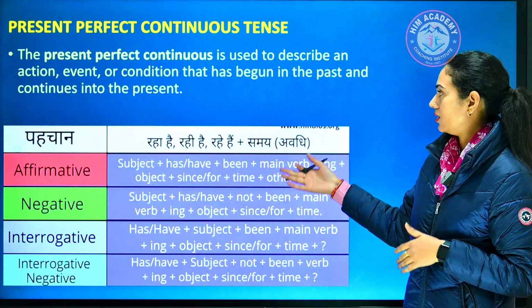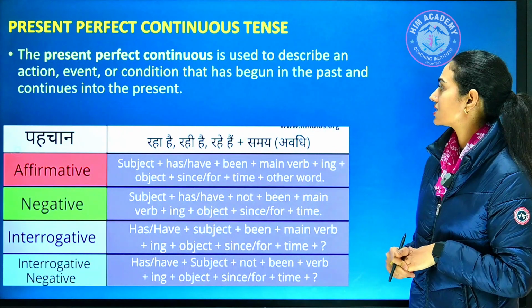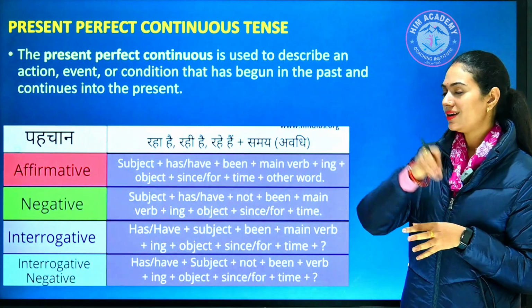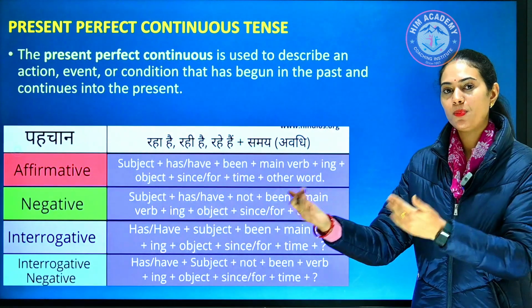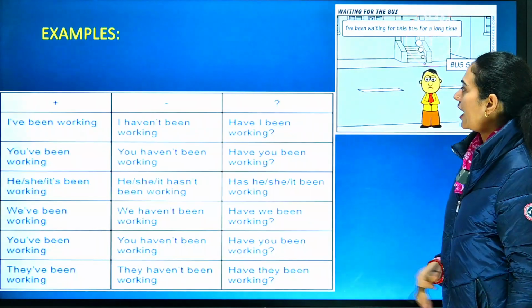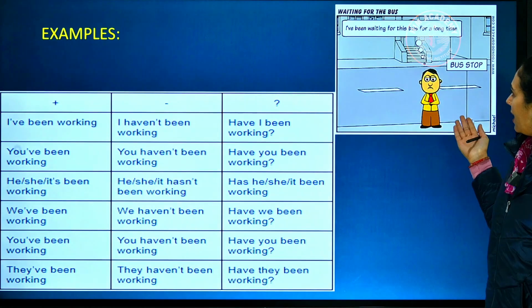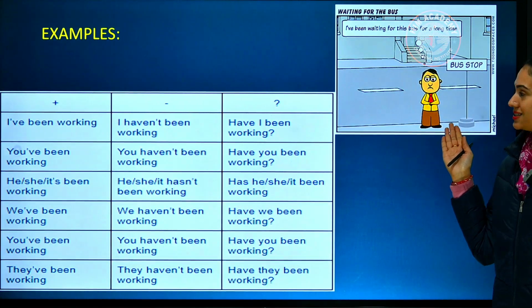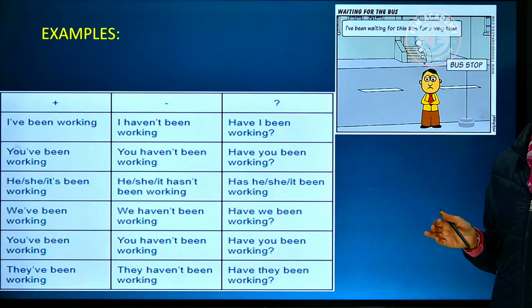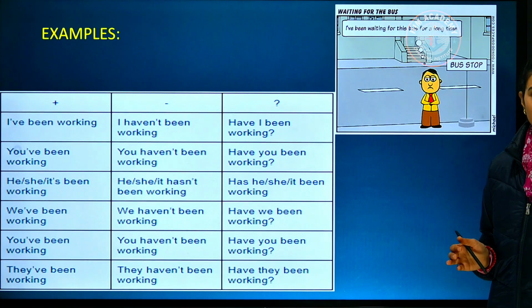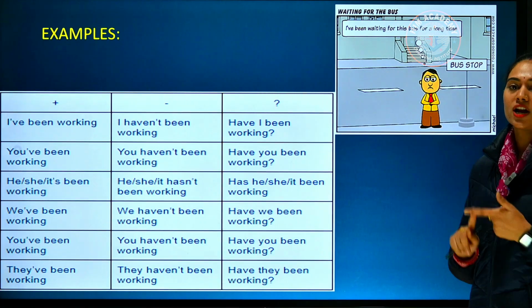As we have told you, it is used to describe an action that has begun in the past and continued in the present. Okay. So we have some examples here. For example, you are seeing here, I have been waiting for bus for a long time.